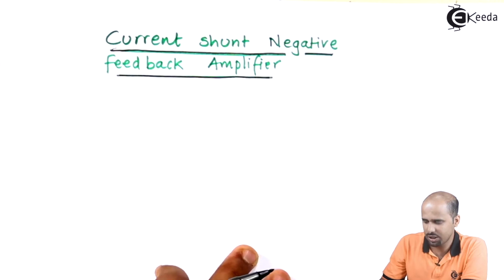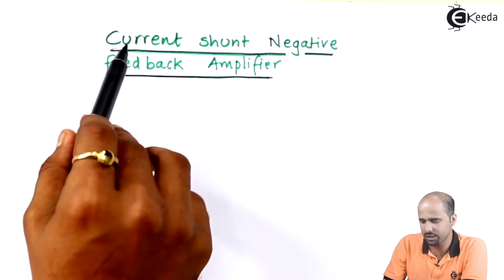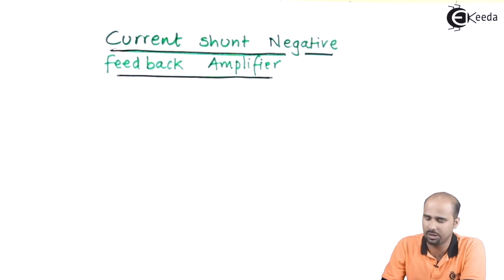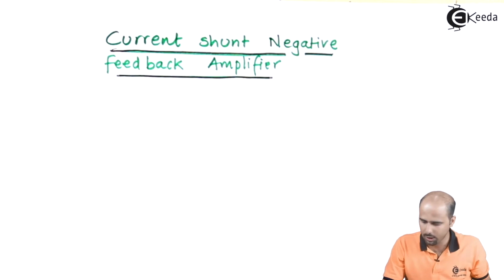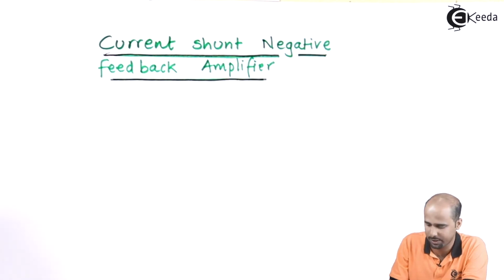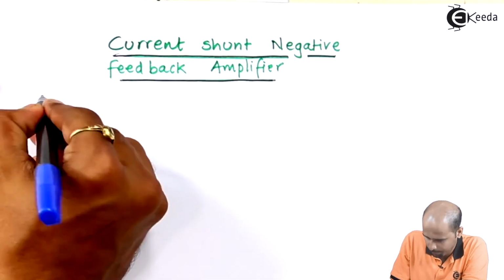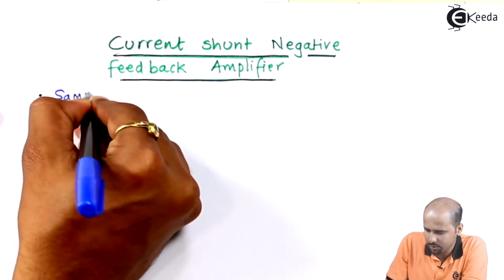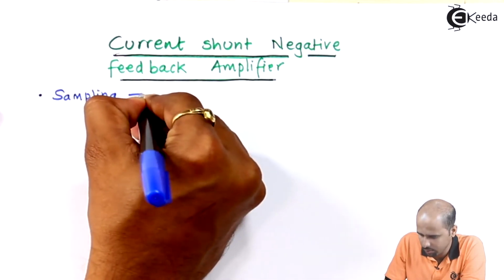As far as the name current shunt is considered, current is the part of sampling, shunt is the circuit which is connected at the input side for the mixing. So we will write quickly what will be the parameter at the mixing, parameter at the sampling, and circuit at the mixing, circuit at the sampling. So for the sampling, the parameter is current.